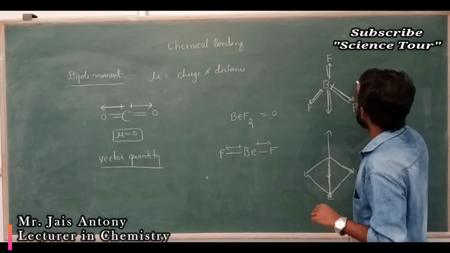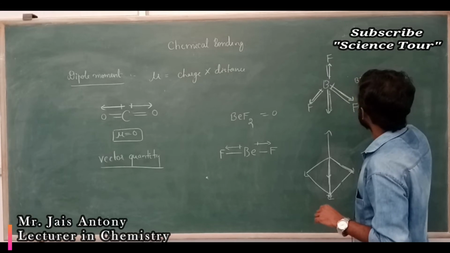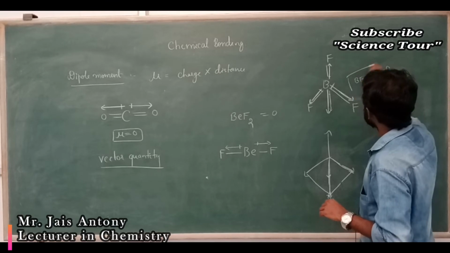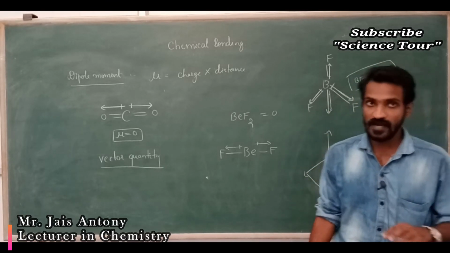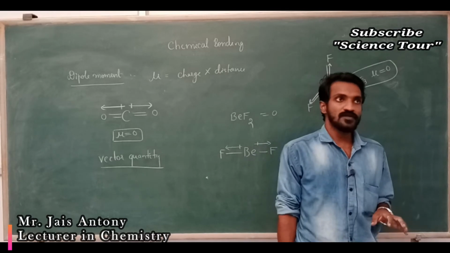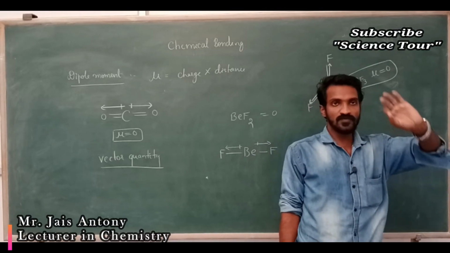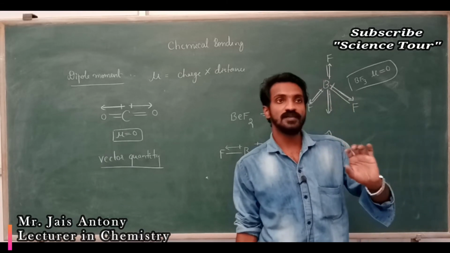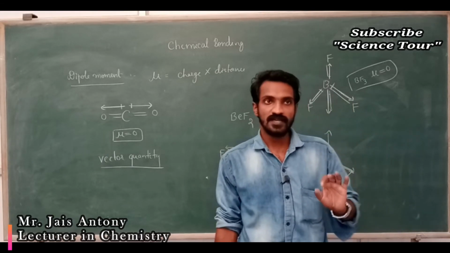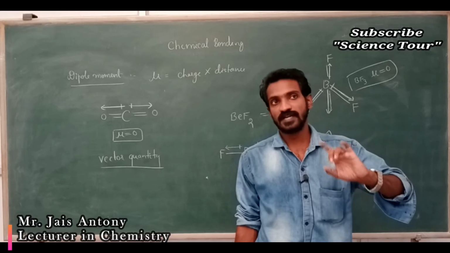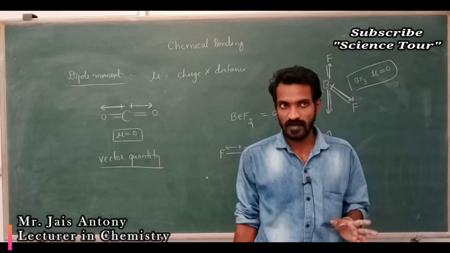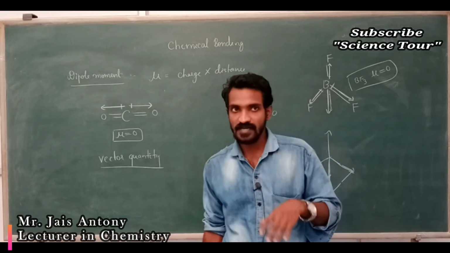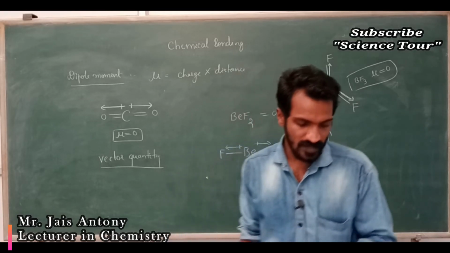Okay. So here boron trifluoride shows zero dipole moment because fluorine is more electronegative. The polarity from boron to fluorine takes place, and the resultant dipole moment shown by boron trifluoride is opposite to the direction of the dipole moment, and they cancel each other. Write down, my dear students.